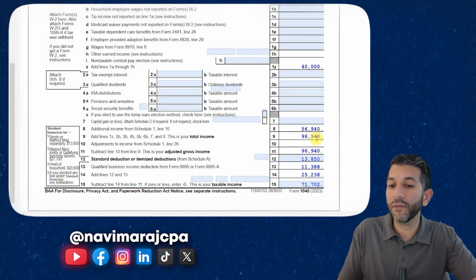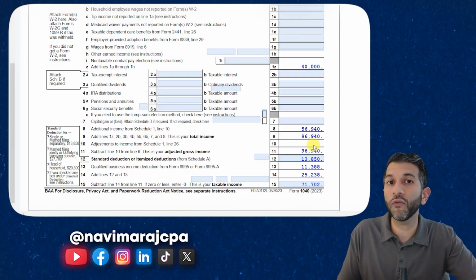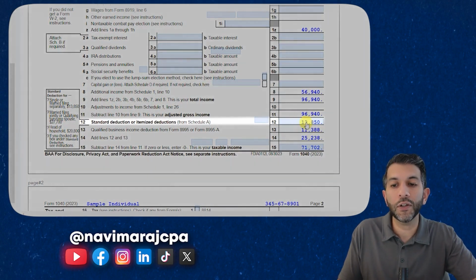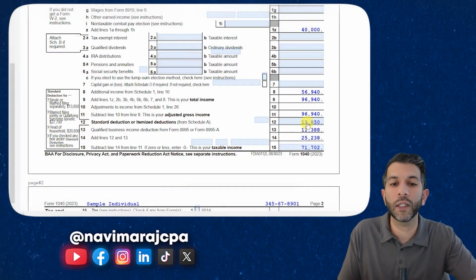Now, we don't have any adjustments to income here. If you look at the sole proprietorship example, there was an adjustment to income for half of the self-employment taxes you paid. Not the case here. So then what happens? You get the standard deduction. The standard deduction in 2023 was $13,850. It's typically adjusted for inflation each year. So in 2024, it will be a little bit higher.